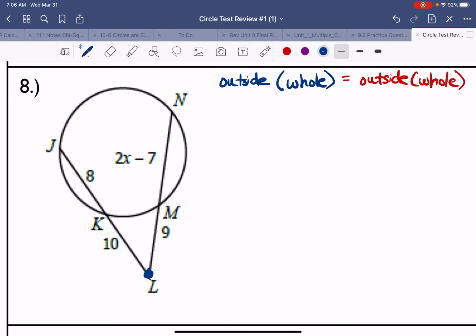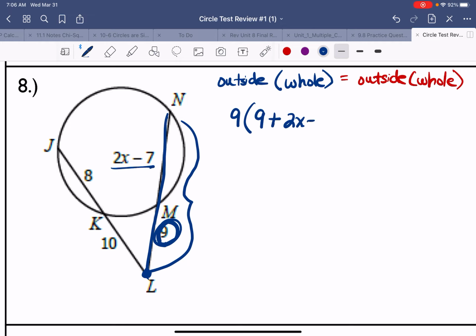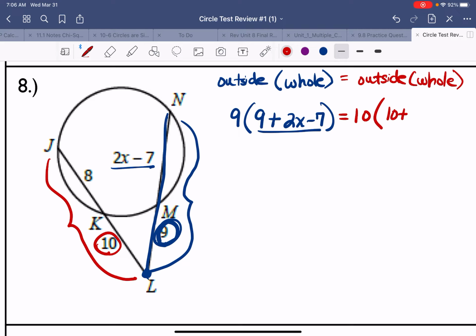Okay? So I don't know if that makes any sense, but I'll set up the equation for you, and maybe it will. So here you see how if we look at this segment right here, this 9 is on the outside. So that's what I mean by the outside value. And then I'm going to multiply that by the whole thing of that segment. So the whole thing is not just the 9, but it's also the 2x minus 7. So I'm going to do 9 plus 2x minus 7. And that pretty much gives me the value of the whole thing. All right. So I'm going to set that equal to, again, the outside, which is 10, times the whole thing, which is not just 10, but also 8, right?